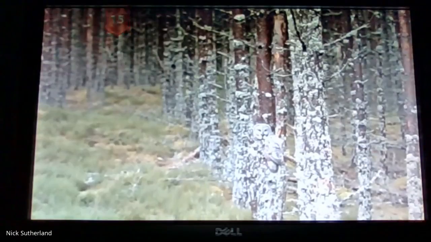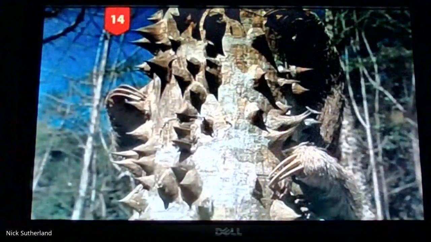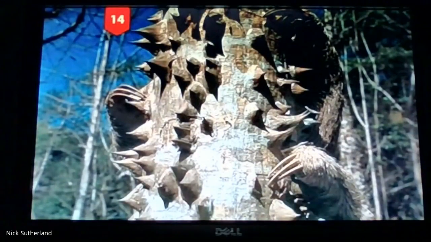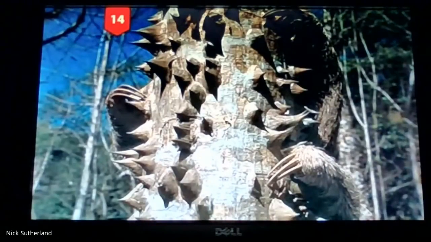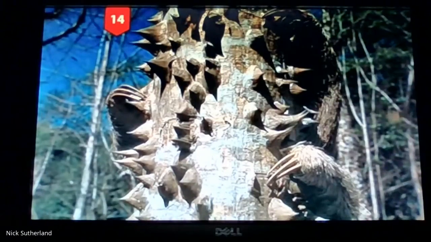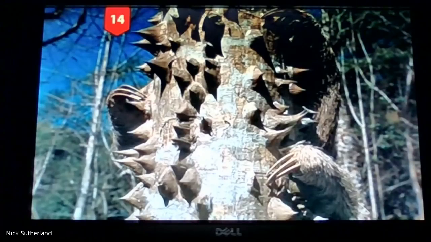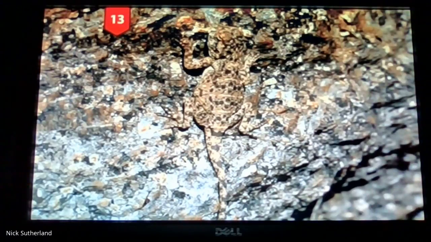Number 14, the pale-throated three-toed sloth. Although sloths aren't typically known for their camouflage, this photo, taken in South America, manages to make the sloth seem like a master of disguise. Number 13, the southern rock agama lizard. Found mostly in South Africa, this species of lizard is known for its ability to blend into the surrounding rocks.